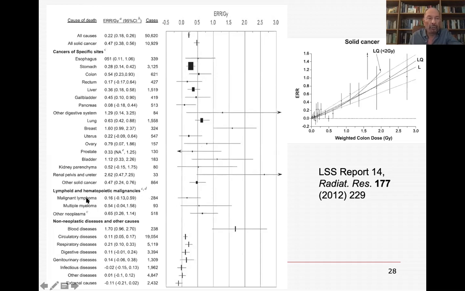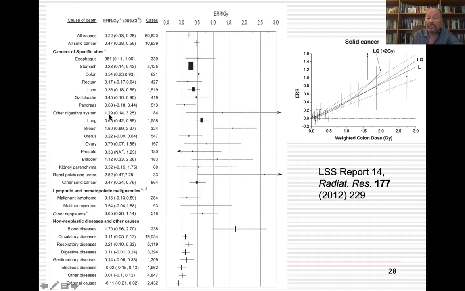lymphoma. I think leukemia is not included here, but you have also non-neoplastic disease, like blood disease, like anemia, and of course, what is particularly important is the respiratory disease, digestive disease, infectious disease, other disease, and so on. Circulatory disease are particularly critical because here the background mortality is extremely high. We will go back to this one.